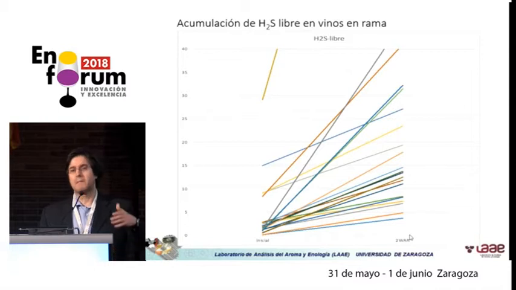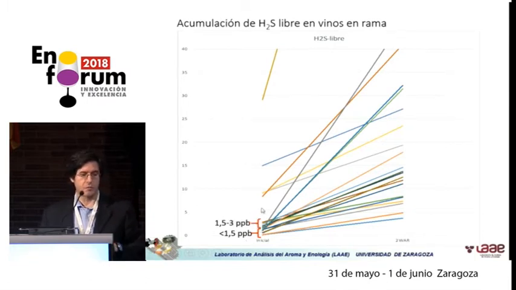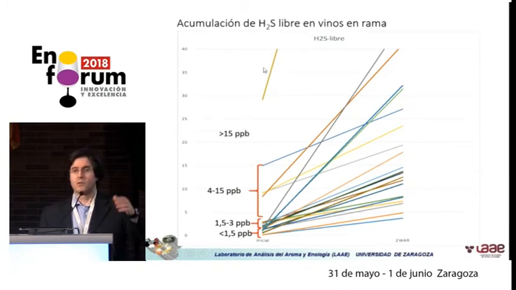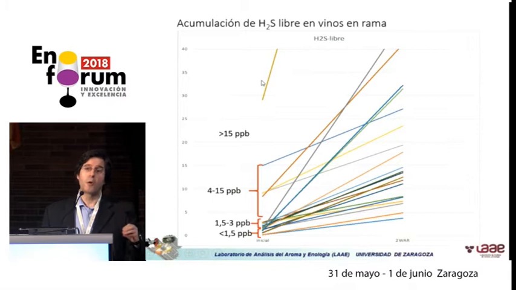This is an accelerated process. This is the initial content, and this is the content that we expect this wine to have in a year's time. See that here we have a family of wines that did not present apparently any problems. Some of them had been treated. They were having less than 1.5 parts per billion. Some other wines with light problems, some other wines with more serious problems, and here are some wines with very serious problems.